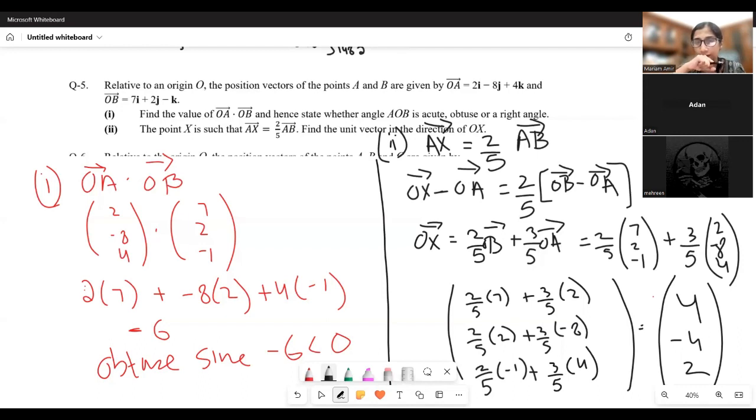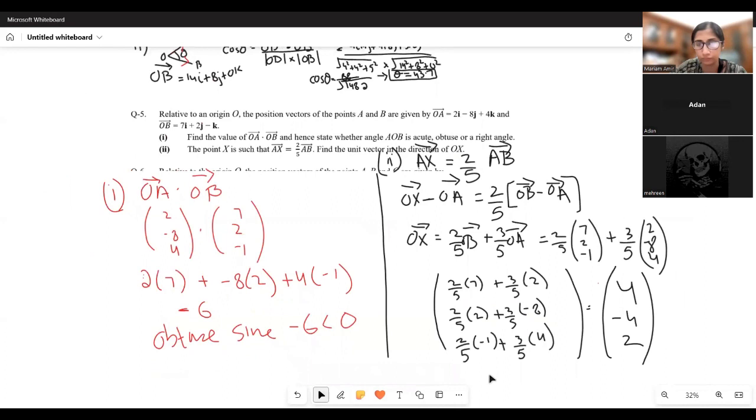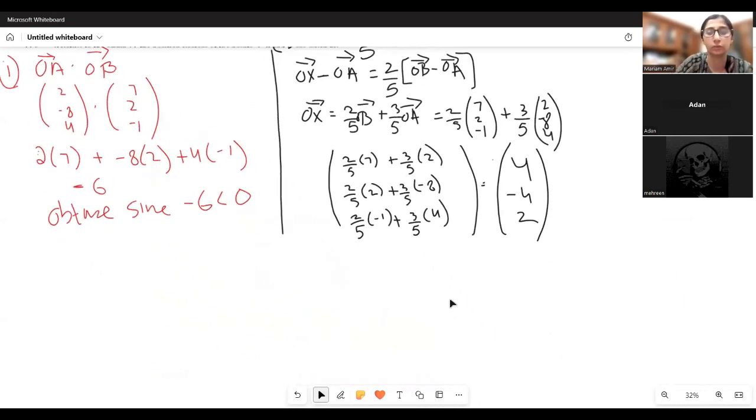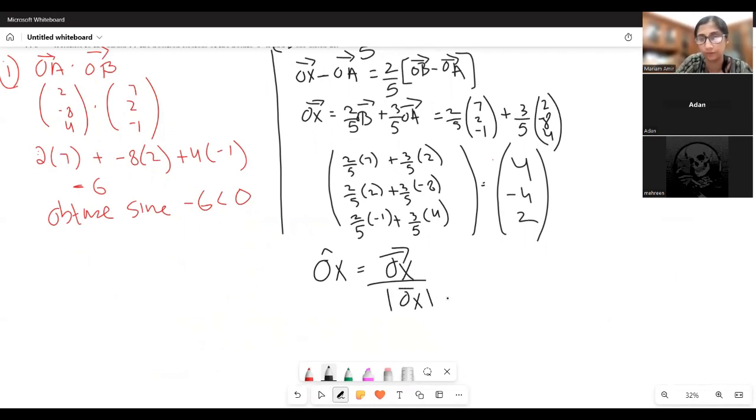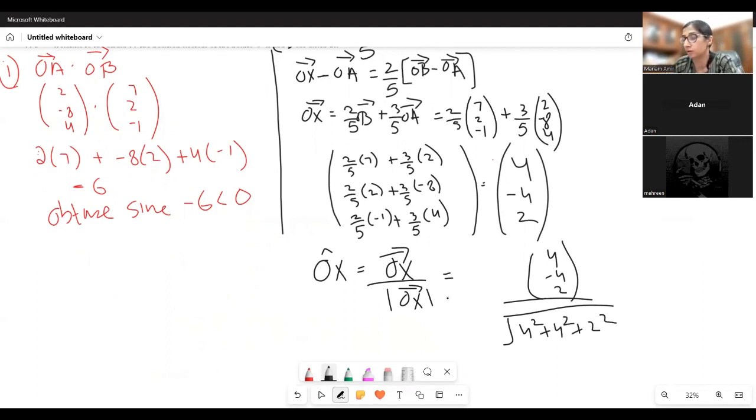But the question is not find OX. I just noticed that the question is find unit vector in the direction of OX. So अब OX आ गया तो उसका unit vector तो आराम से आ जाएगा. So now we need the unit vector of OX. The formula for unit vector of OX is vector OX divided by the magnitude of OX. So vector OX is 4, minus 4, 2, divided by its magnitude, which is square root of 4 square plus 4 square plus 2 square, which is 6.